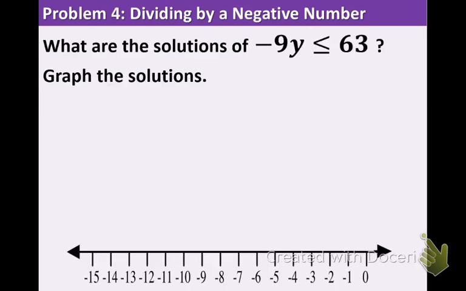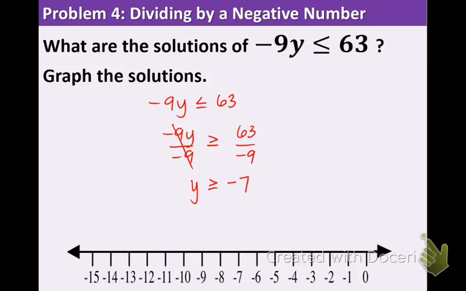And last problem, what are the solutions of negative 9y is greater than or equal to 63? In order to get the y by itself, we're going to divide both sides by negative 9. Leave space for the symbol. Divide by negative 9 on both sides. A multiplication or division, actually, of a negative number means we're flipping or reversing the symbol. And now the y is by itself. And what is 63 divided by negative 9? Negative 7. So there's our answer.